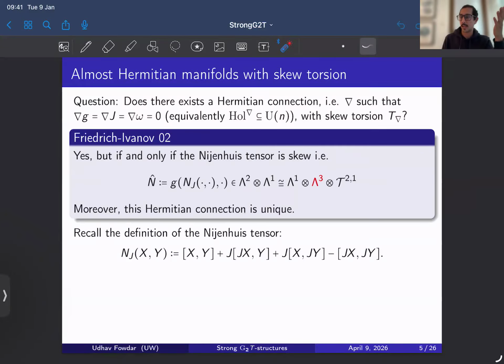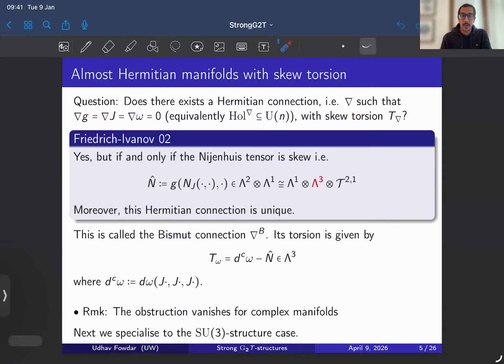But because I have a metric, I can always lower the index, so I can think of this as a two-form that takes values in one-forms, just like the torsion does. And again, just like the space of torsions, this splits into three irreducible components, and I can look at the Nijenhuis tensor's component in each of them. The theorem says that there exists this Hermitian connection with skew-symmetric torsion if and only if this Nijenhuis tensor lives here. Okay.